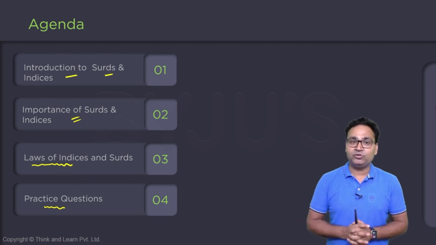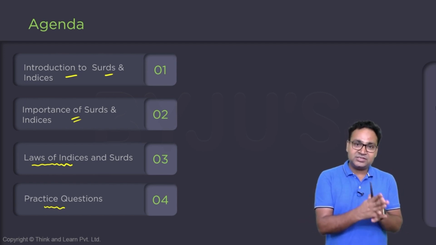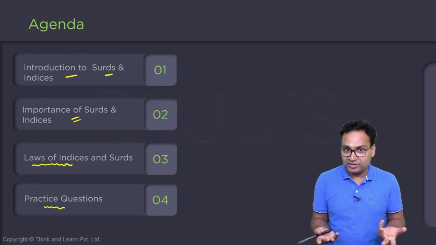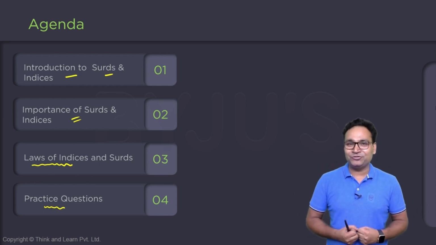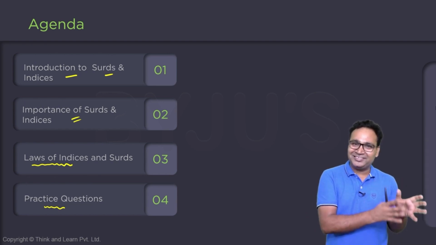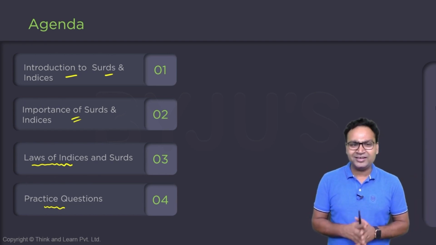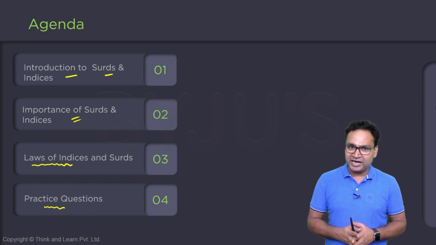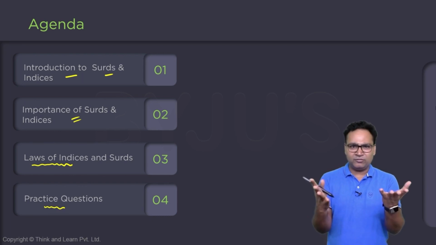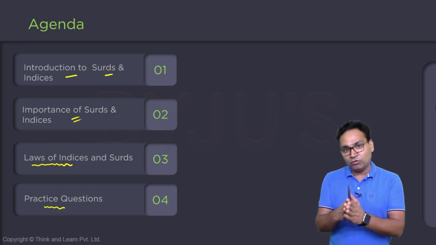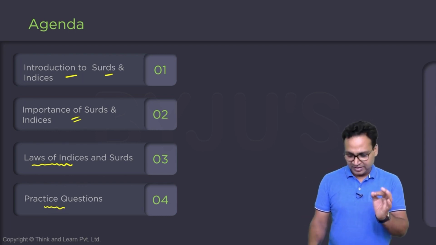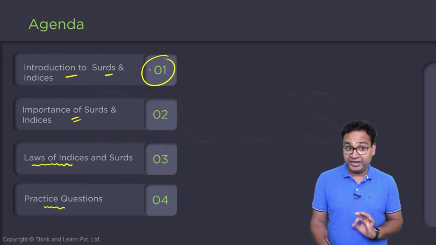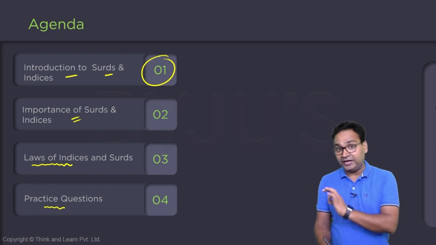But let me make one thing very clear. Just solving 1 or 2 questions would not make you very used to these concepts. If you want to get command over it, practice not less than 25 to 30 questions, and you will easily get questions on surds and indices from NCERT books or from any of the famous books available for exam preparation. Let me start with the first thing, that is module 1, part 1 of the day, introduction to surds and indices.